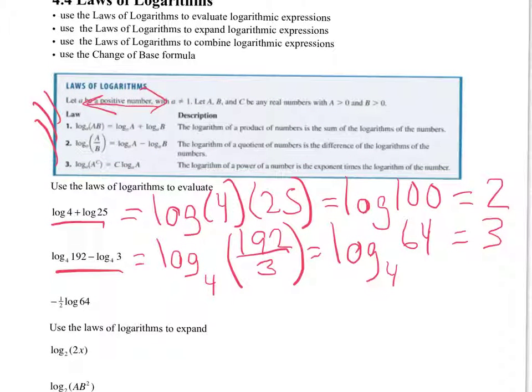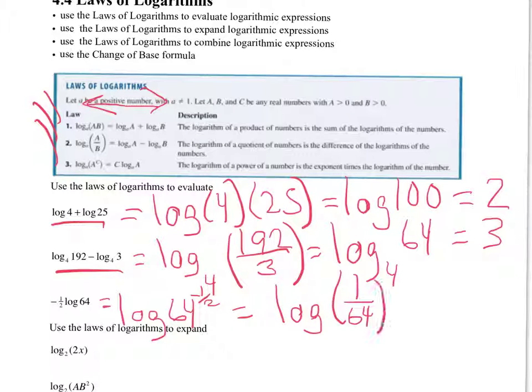For this last one, we have a negative 1/2 log of 64. So we'll use the power rule. That's the log of 64 to the negative 1/2 power. All right, the negative exponent, we'll flip the base so that we get to write a positive exponent. So that's 1 over 64 to the positive 1/2. And of course, an exponent of 1/2 means take a square root.